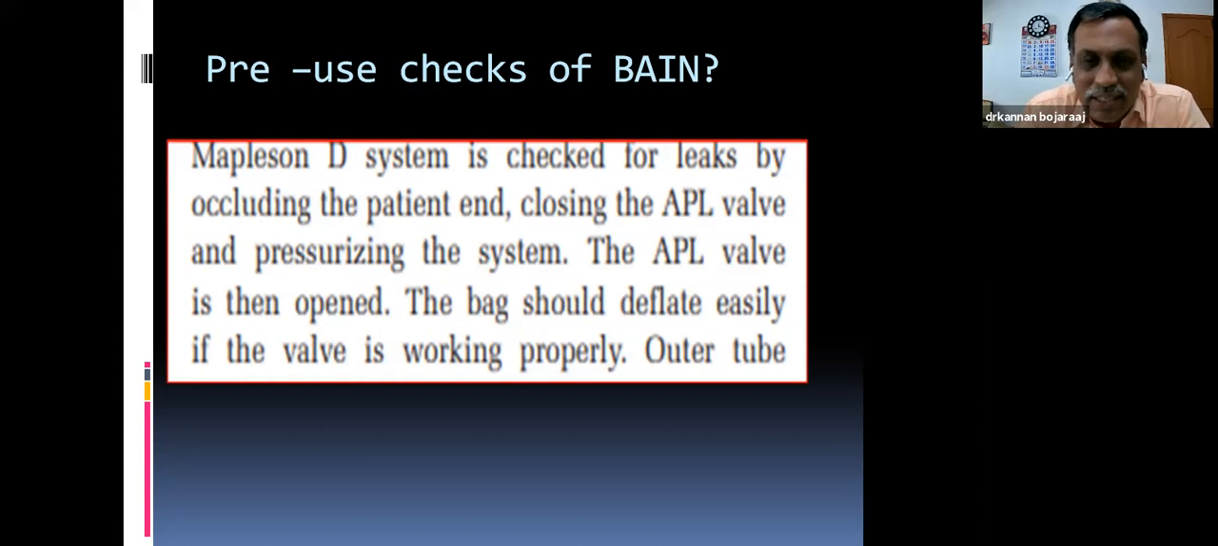As in your Mapleson A system, Mapleson D is checked for leaks by occluding the patient end, closing the APL valve and pressurizing the system. That is the test for this outer tube check. That is the whole system checking. The APL valve is then opened. The bag should deflate easily if the valve is working properly. This is the very commonest thing.